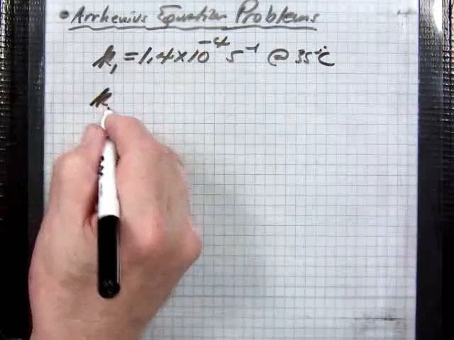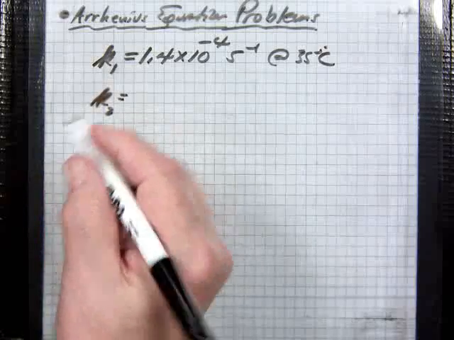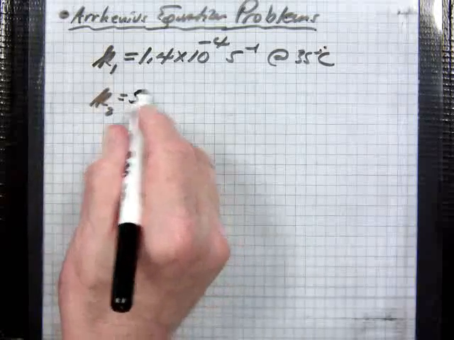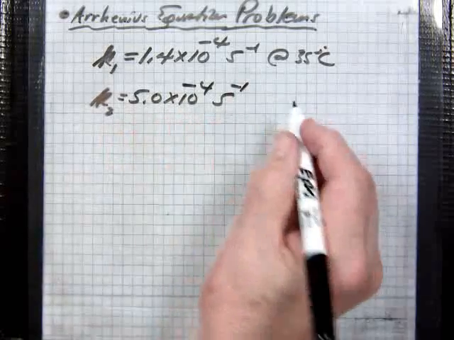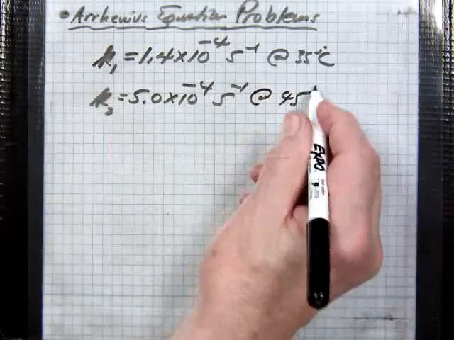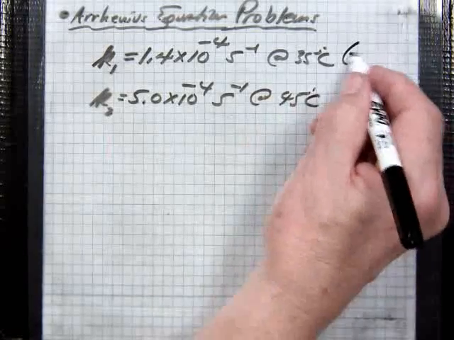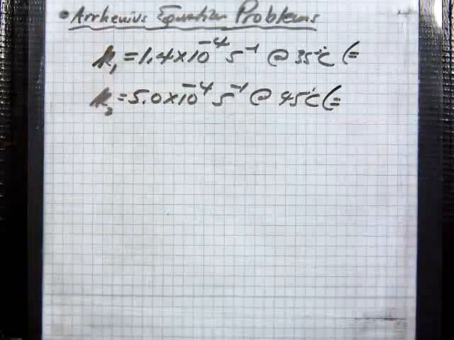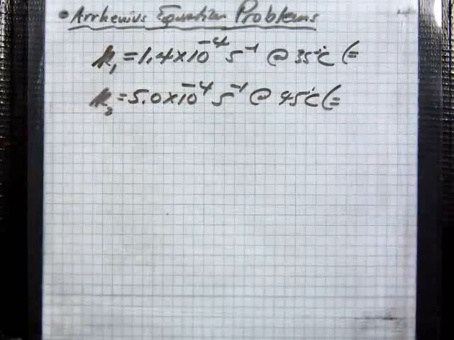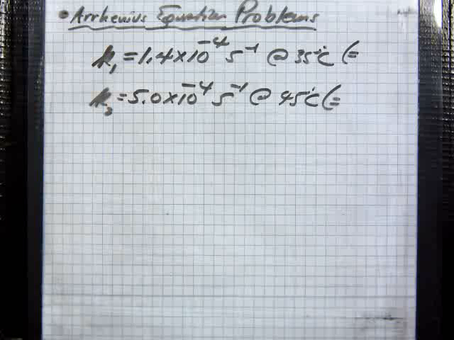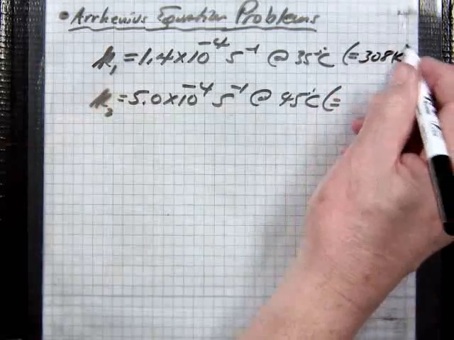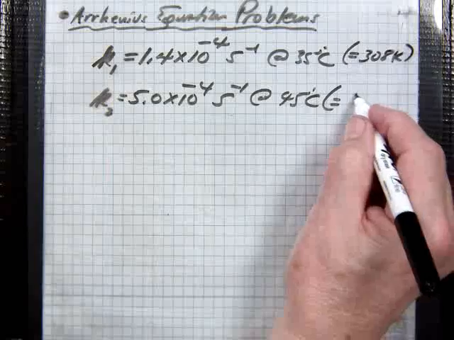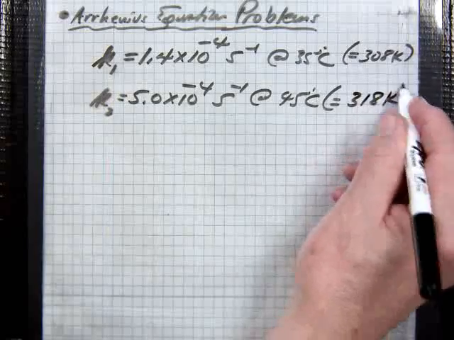And then K2 was determined at 45 degrees to be 5.0 times 10 to the minus 4 reciprocal seconds at 45 degrees C. Now we need the Kelvin values on these just to be sure. This is 308. And of course that 10 degrees higher, 318 Kelvin.